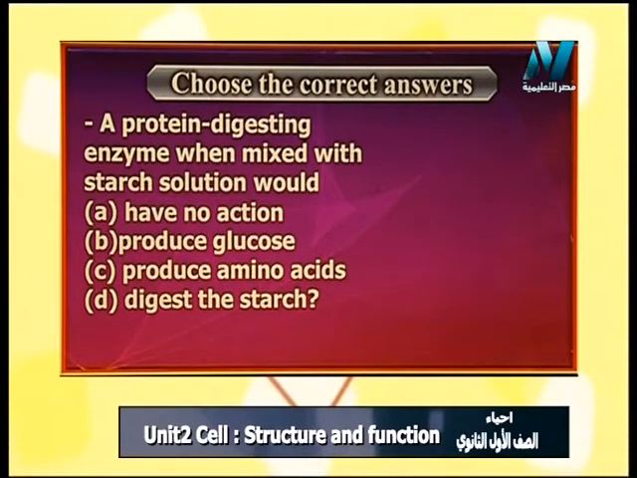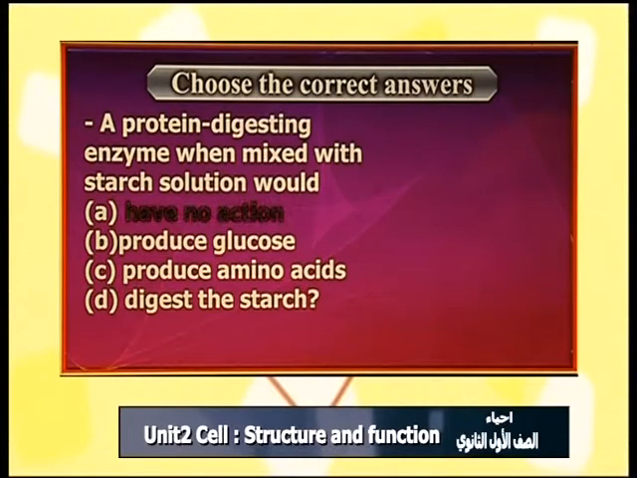طب protein digesting enzymes ده هيعمل ايه لستارش solution؟ هيبقى have no action ولا produce glucose ولا produce amino acids ولا digest the starch؟ طبعا علشان الانزيمز are specific in their action والسؤال بيقول لي ان ده بروتين digesting enzyme، يبقى على طول الانسر بتاعته have no action on starch. لكن لو كان السبستريت ديت او السبستانس دي مثلا بوليبيبتايد وده كان بروتين، لو قال لي بروتين دايجستنج انزيم والميكسد ويز بروتين سبستانس، يبقى هنا هيحصل دايجستشن ويعمل لي هيدرولايسيس بروتين انتو بوليبيبتايد. لكن طبعا علشان الانزيم should fit its substrate وspecific in their action، يبقى علشان كده ما ينفعش البروتين انزيم يعمل دايجيشن لستارش.